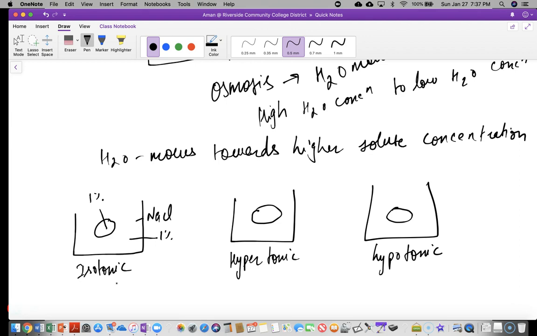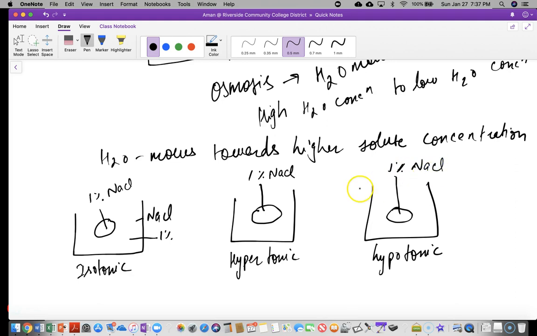When it comes to hypertonic, what does hypertonic mean? Again, we're going to assume that inside the cell it's still 1%. So in all 3 cases, inside the cell it's 1% NaCl. We're saying that inside the cell it's 1% NaCl in each case.